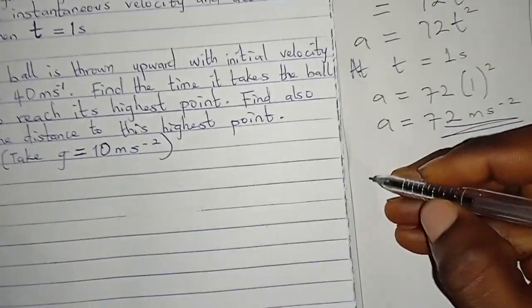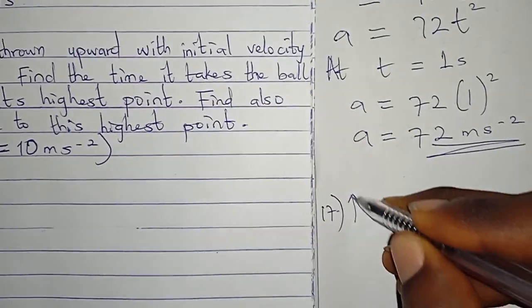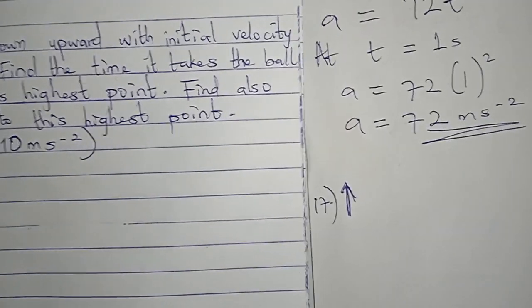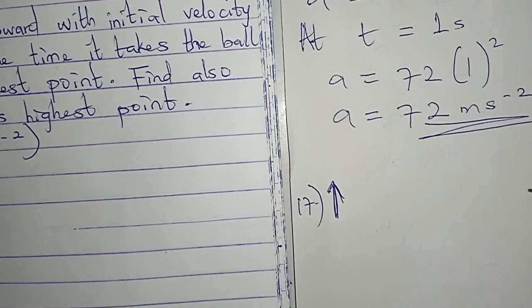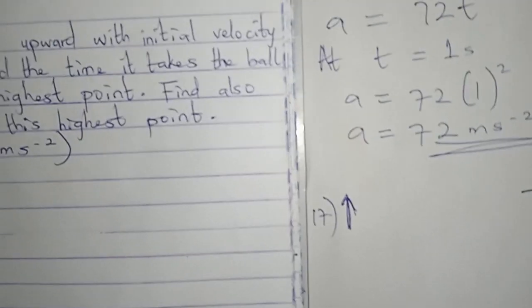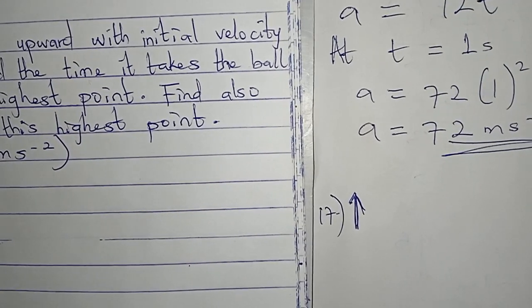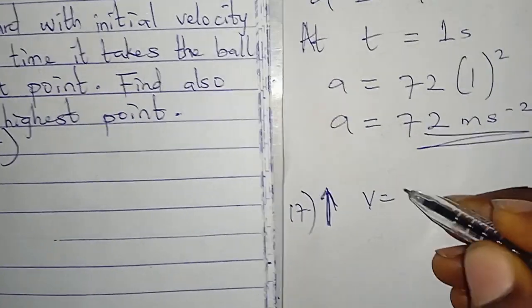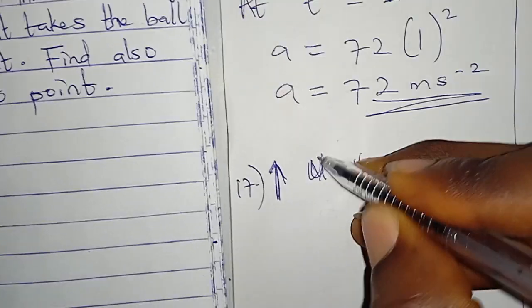Let's just bring out everything they have said. Question 17: a ball is thrown upward. When you are going upward, it's no longer horizontal motion, but motion due to gravity. Acceleration due to gravity, when it's coming down, is the normal thing, positive g, but at this point you have minus g. So g is minus 9.8 or minus 10 meters per second squared. You need to note that, that's the first thing. Now they gave us velocity to be 40 meters per second, and they say it's the initial one.